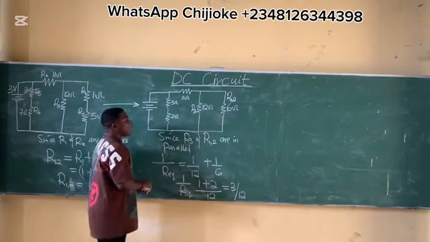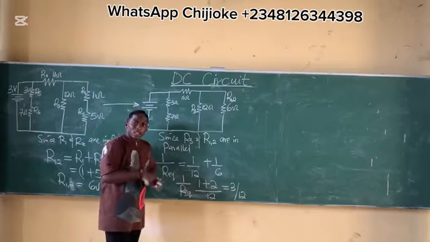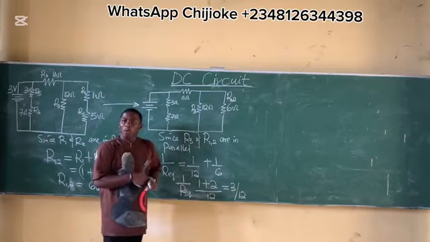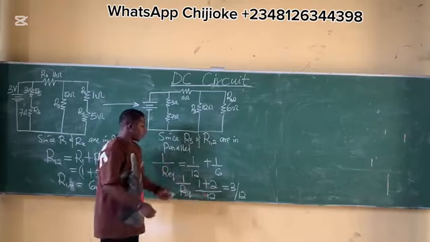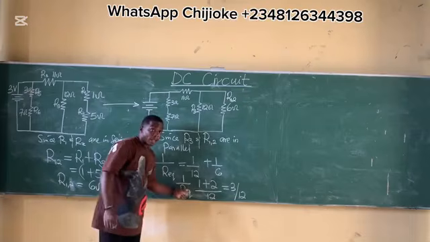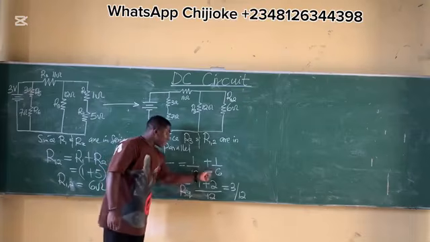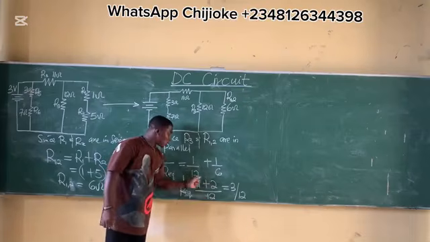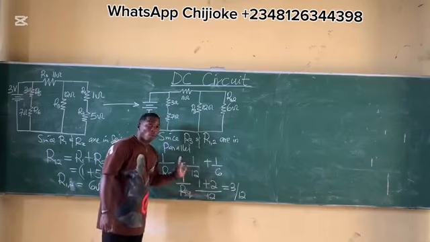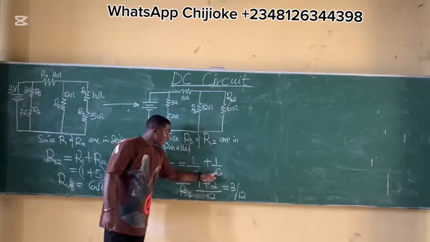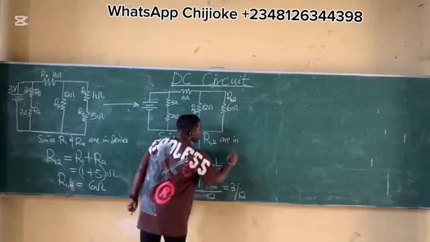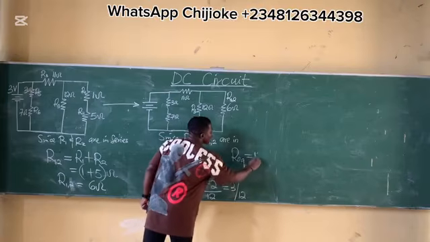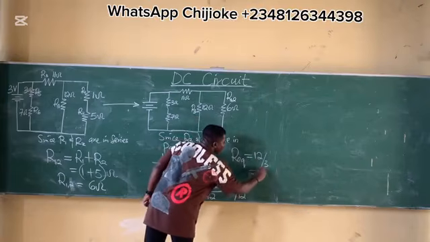Now, this is 1 over R equivalent. Somebody should give me that equivalent resistance. 12 over 3 is what? 4. Is anybody lost here? Yes. Who is lost? At which point? Here? LCM of 12 and 6 is 12. 12 divided by 12 is 1, 1 times this one, 1. 12 divided by 6 is 2, 2 times this one, 2. 1 plus 2 is 3. So 1 over R equivalent is 3 over 12, and if you take the reciprocal, R equivalent is 12 over 3, and that is 4 ohms.